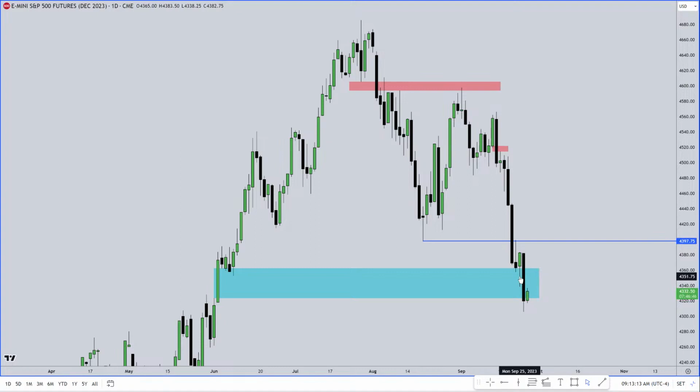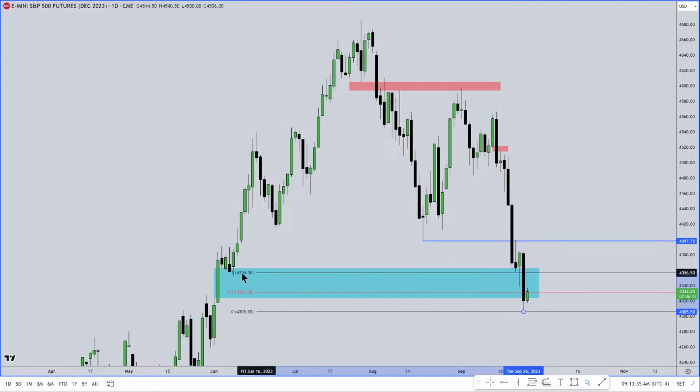Because if this gives up the ghost, think about what we have. We have the mean threshold of this down close candle, which I'll do here for the sake of completion. We have half of that range, which is 4343.75. Then we have the range of that inefficiency on the weekly chart, or not a weekly chart, on here.